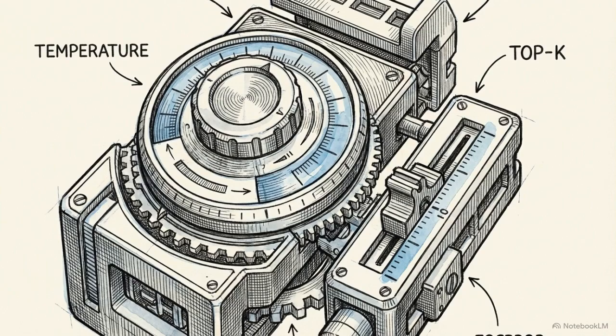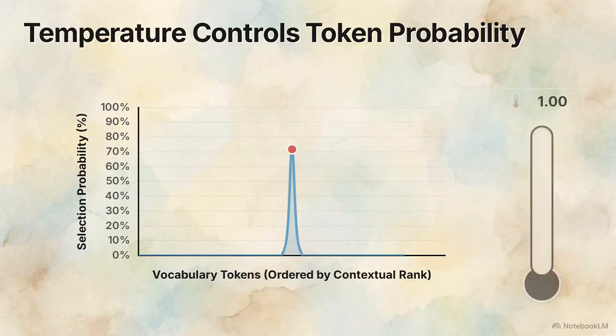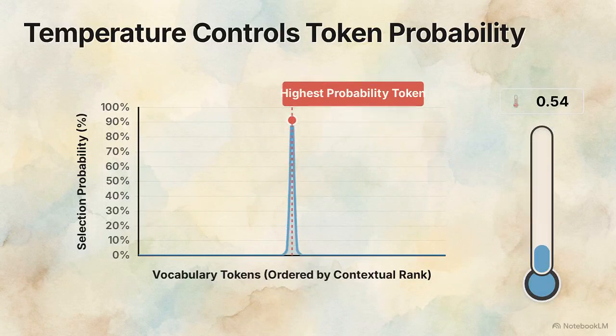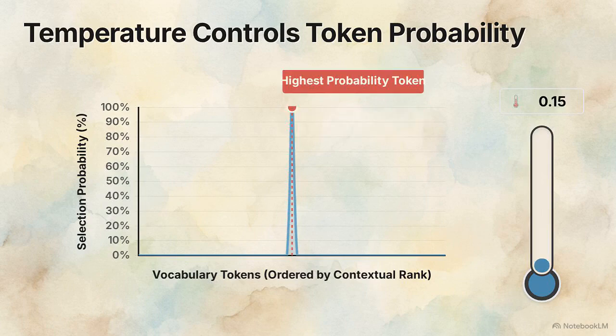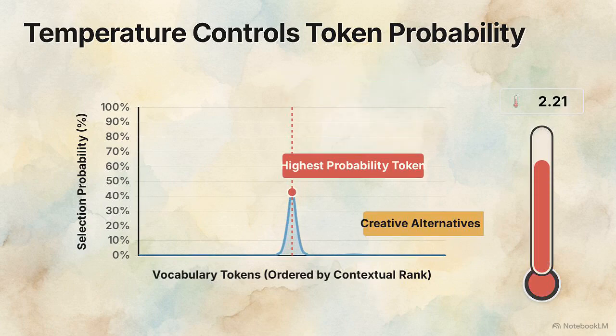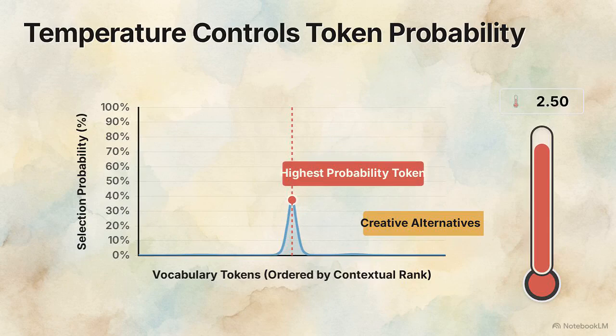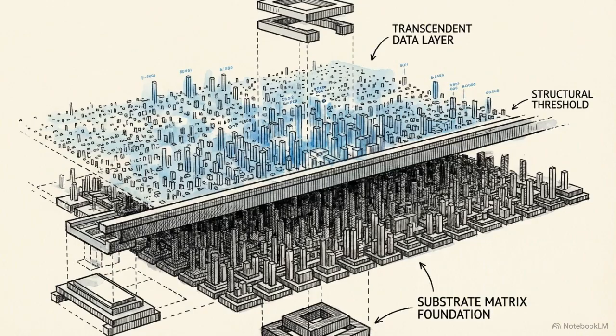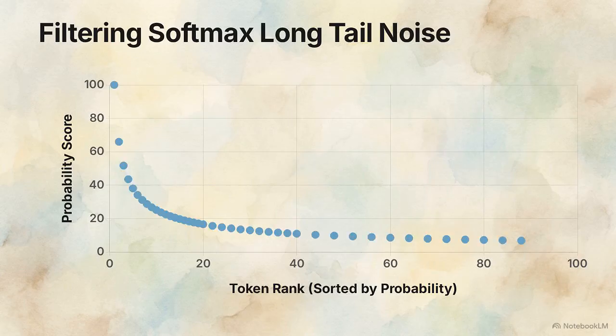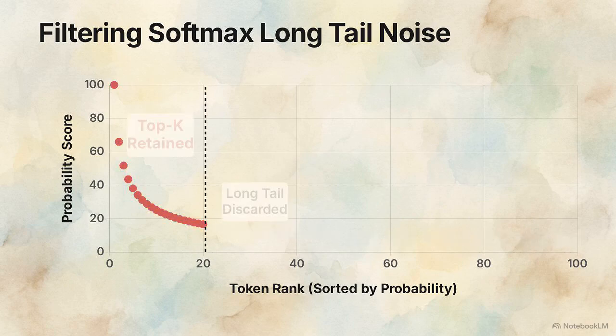We can control how the model selects its next word using autoregressive sampling parameters. If we adjust the temperature, a parameter that scales the logits before the softmax, we can either sharpen the distribution to guarantee the most likely word, or flatten it to allow for more creative selections. We also apply top K filtering. Top K is a safeguard that drops all but the highest probability tokens, preventing the model from sampling the long tail of impossible continuations created by softmax noise.